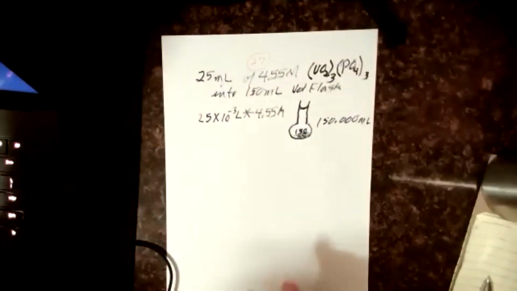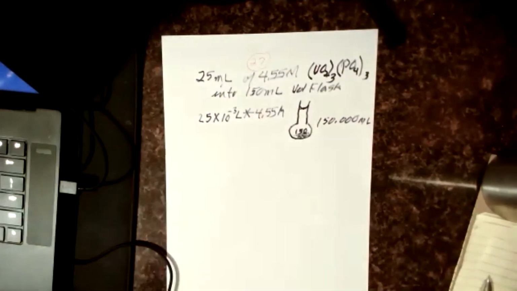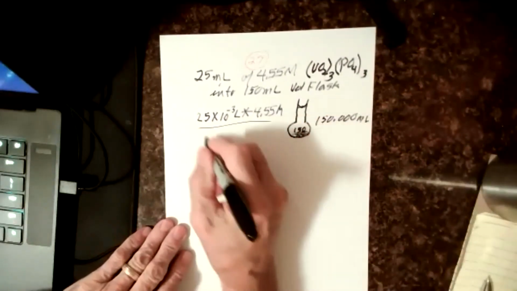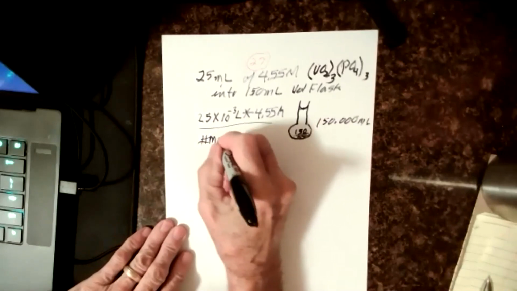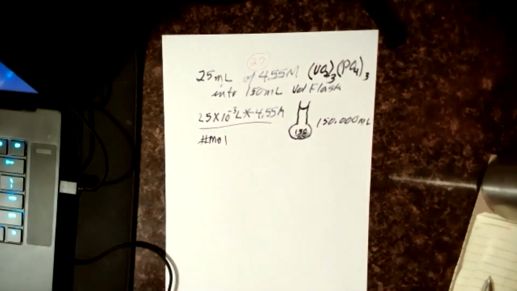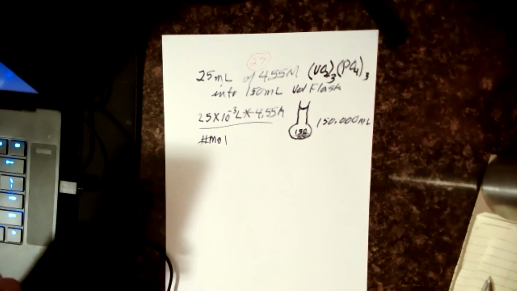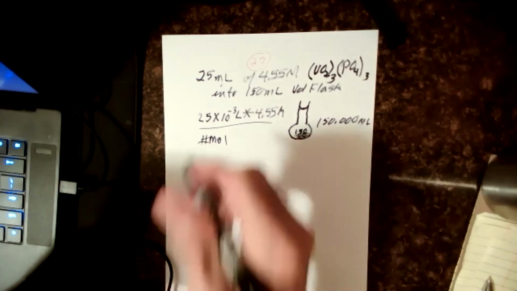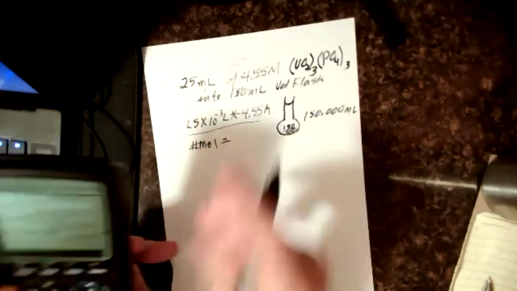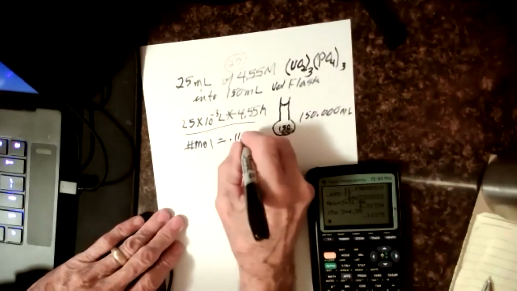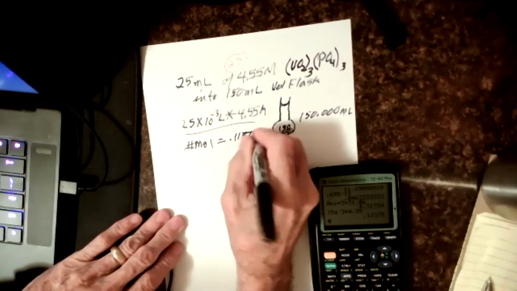All right, let's try this one. Okay, so that's going to be the number of moles. Let's do the math and see what we get. 25 times 10 to the minus 3 times 4.55. This is 0.11375 moles.